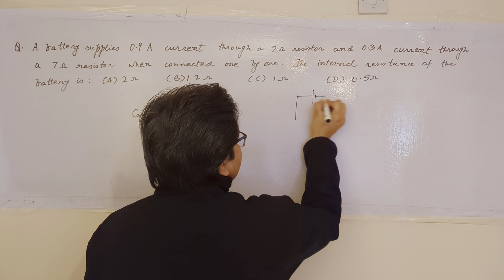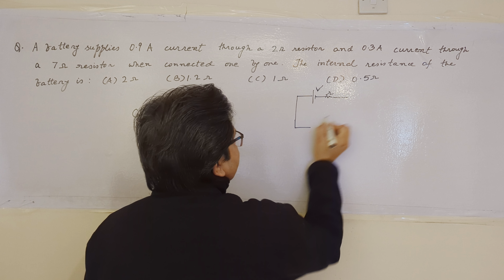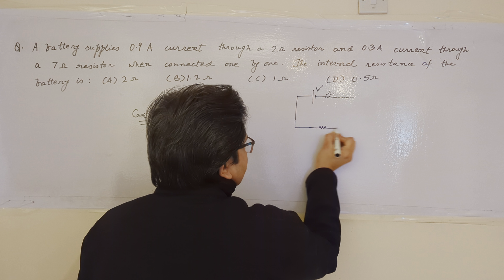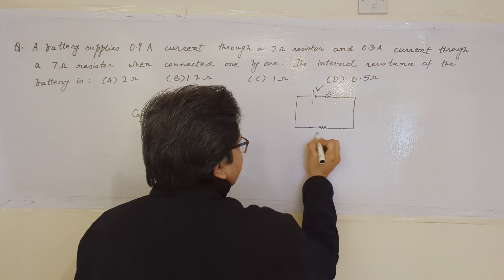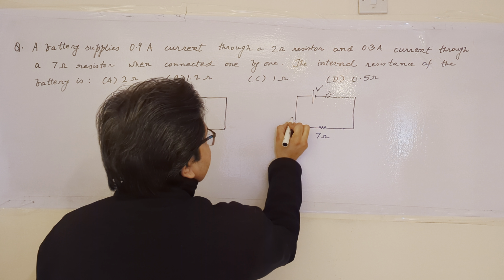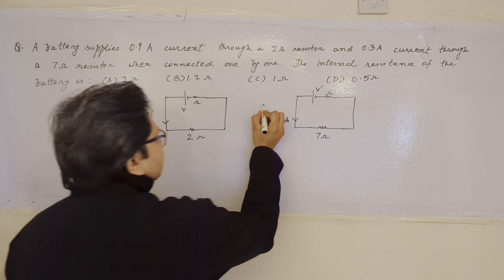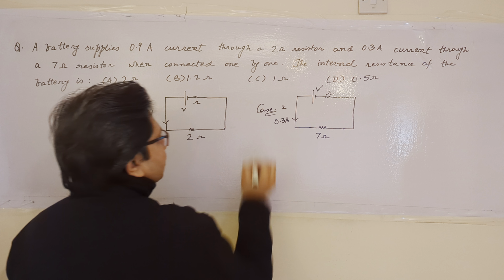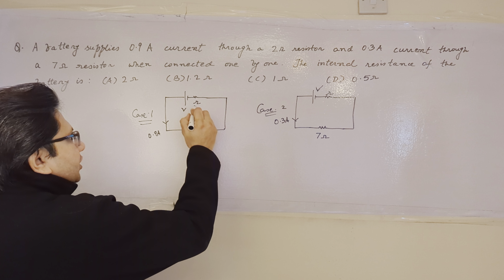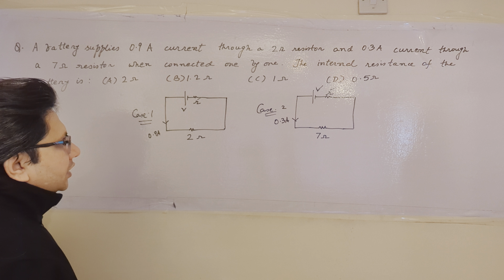So a current of 0.9 ampere flows in this circuit in the first case, and in the second case the battery is the same, having the same voltage and the same internal resistance, and it is connected with another resistor which is of 7 ohms. The current flowing in the second case is 0.3 ampere. So this is our case number 2. We have to find out this small r, which is the internal resistance.